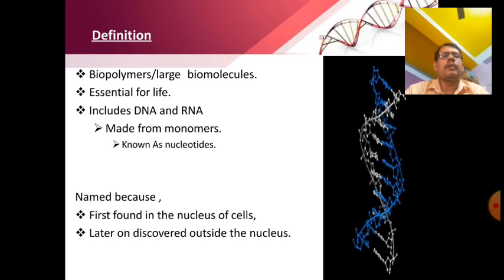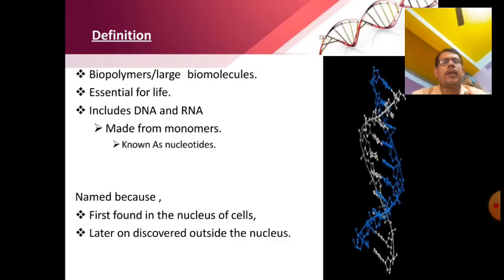As per the definition, we are discussing a biopolymer, a large biomolecular substance which is essential for life, because all the genetic information is stored in the DNA and is carried through heredity, from fathers and mothers to sons and daughters. So that is a very essential component of our lives. It includes DNA and RNA, made from monomers known as nucleotides. The name was first given because it was found in the nucleus of the cell, and later it was discovered outside of the nucleus also.